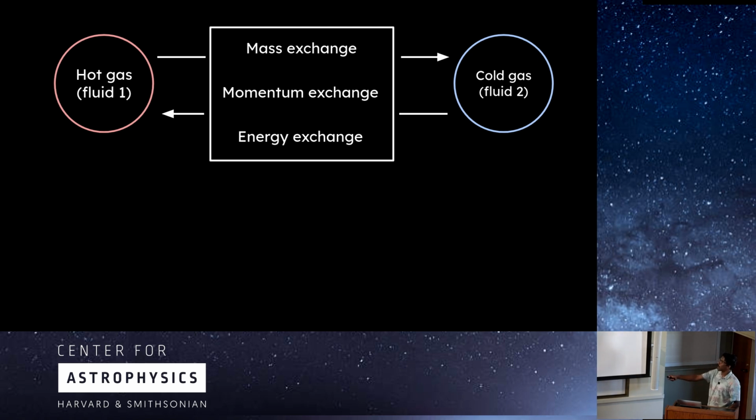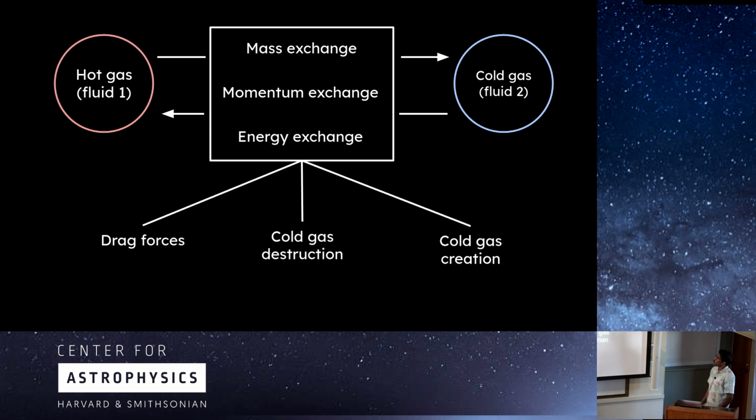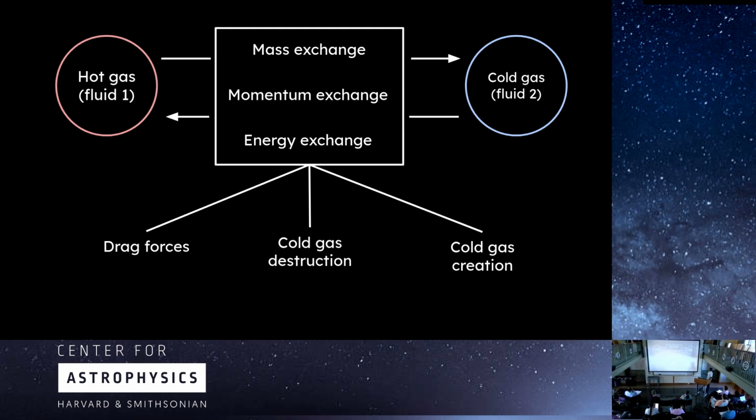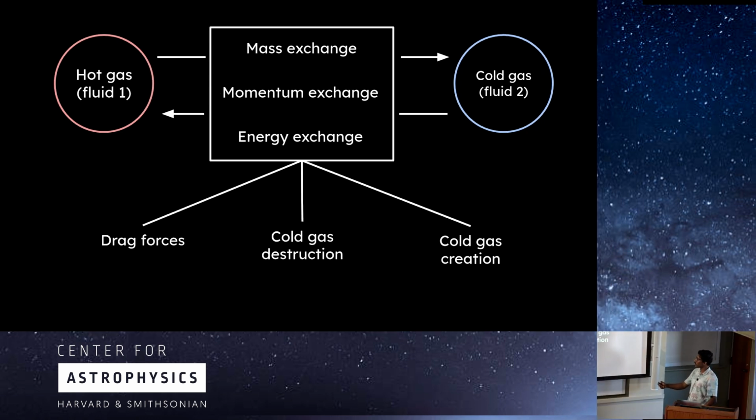As I mentioned earlier, we have the hot gas fluid and the cold gas fluid, and there is mass, momenta, and energy exchange between them because of the multi-phase interaction. We divide these exchanges into 3 different origins. One origin is through drag forces. Because your cold gas is moving through the hot gas, you get some drag between these 2, and that can exchange some momenta and energy. And similarly, you can destroy the cold gas and you can create the cold gas. And all of them correspond to their own set of exchanges.